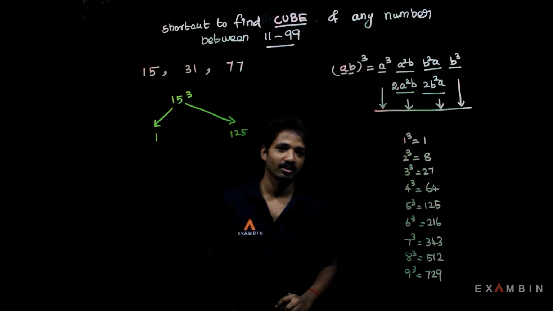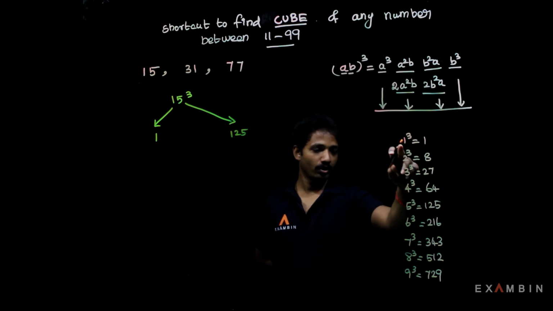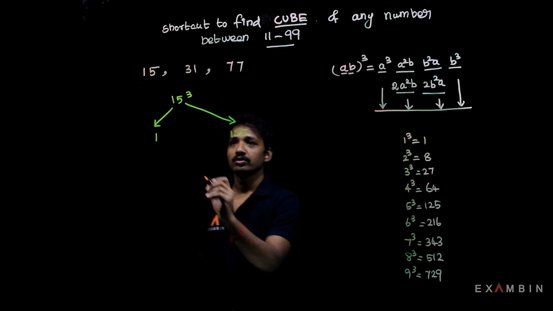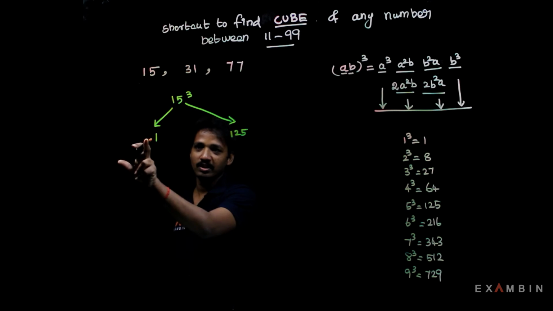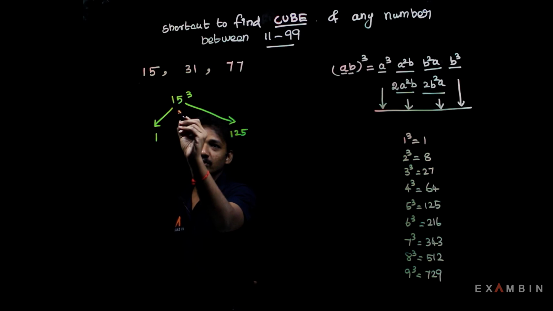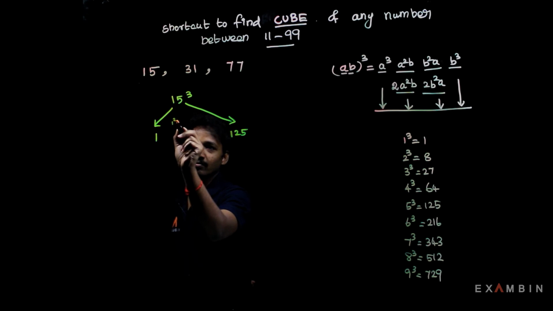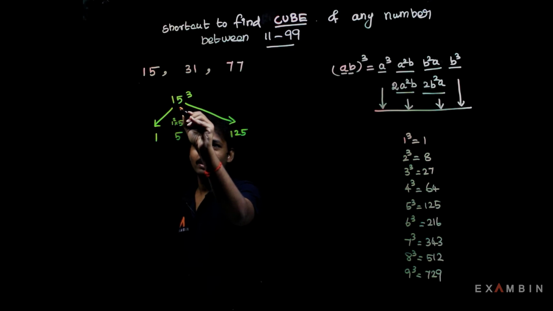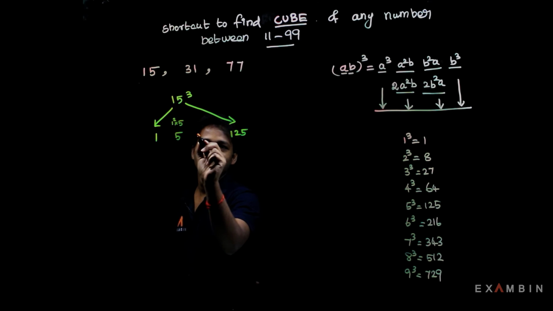Before proceeding to this trick, you must know the cube values for 1 to 9. This is important. There is no shortcut to find the cube values for 1 to 9, we have to memorize them. There is no other way. So first we write the first number's cube here, then the second number's cube on the rightmost side. Then a squared b, that is 1 squared into 5, we have right here. Then b squared into a, 5 squared into 1, 25 into 1, 25.